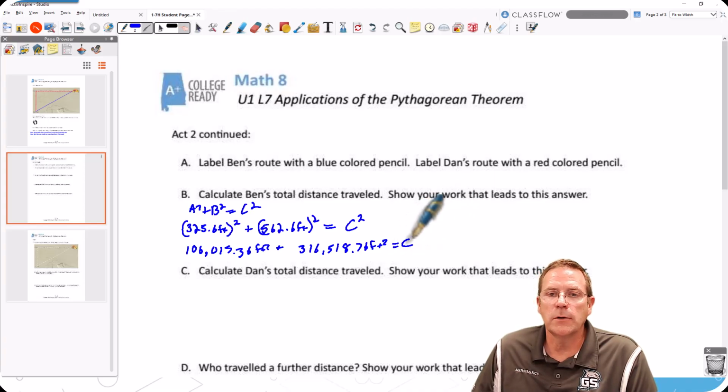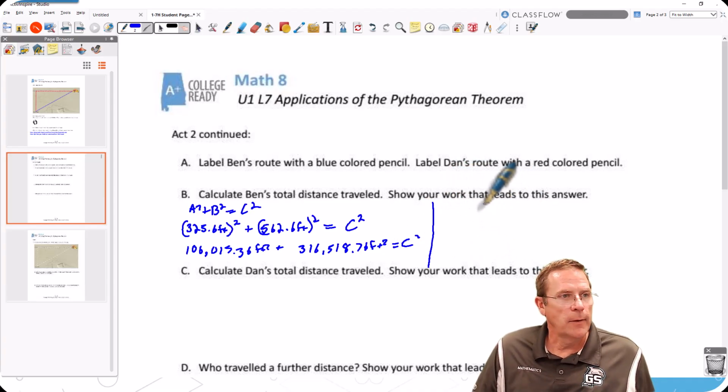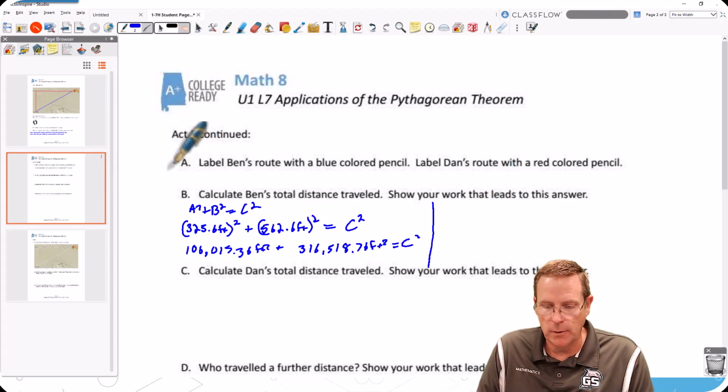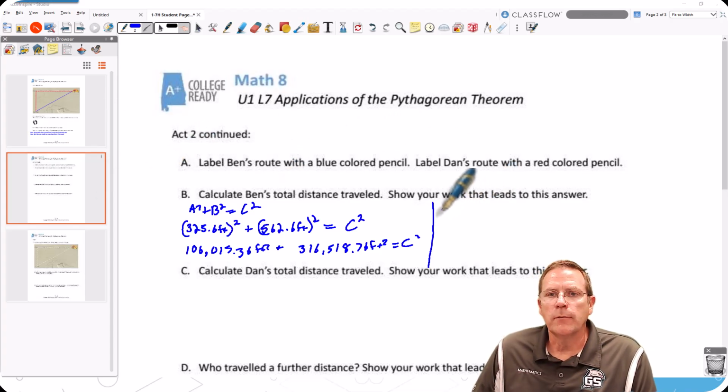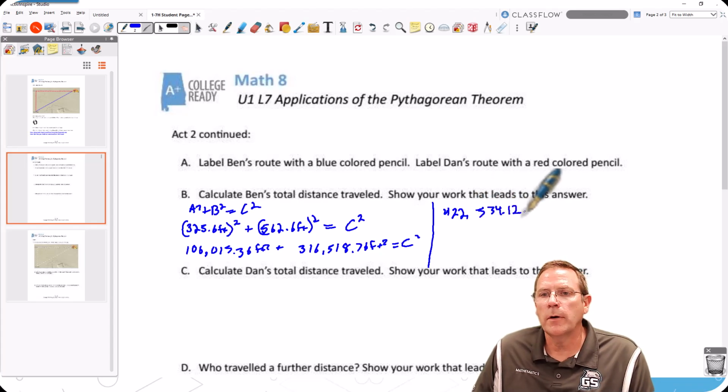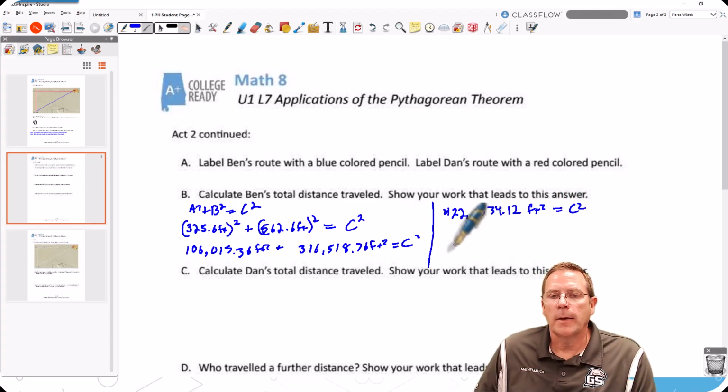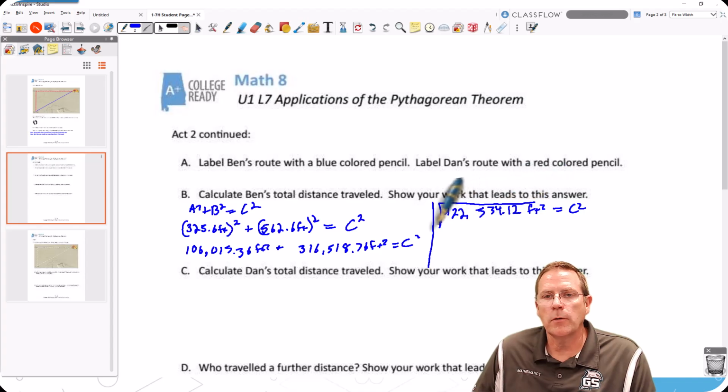All of that, of course, is equal to c squared. Now, I'm out of room, so I'm going to draw a line here, and then I'm going to combine those two numbers, which is going to give us 422,534.12 feet squared is equal to c squared. And then from there, we're going to take the square root of both sides, the square root on the left and the square root on the right.